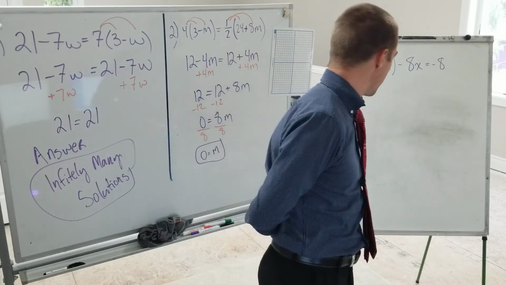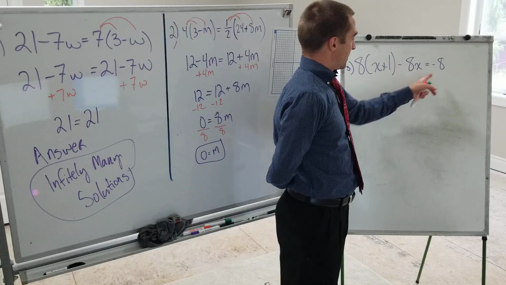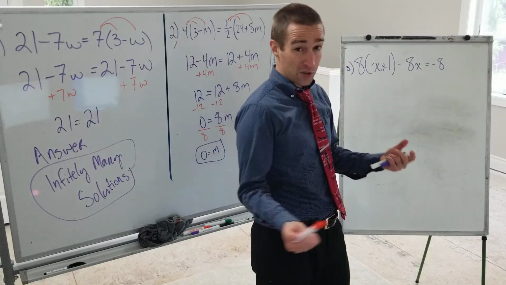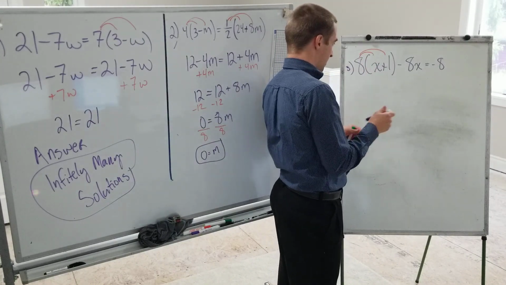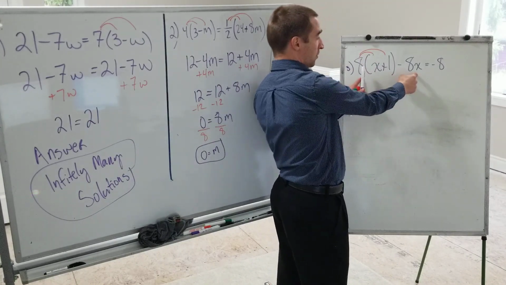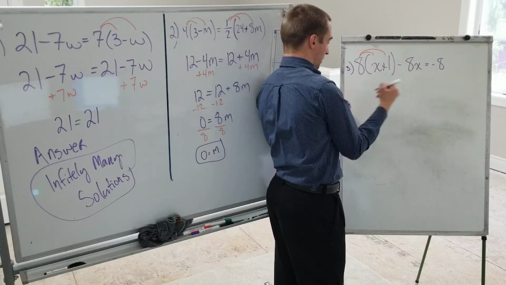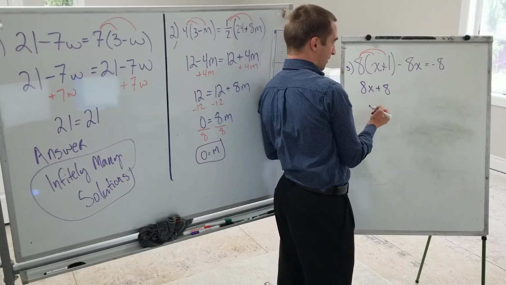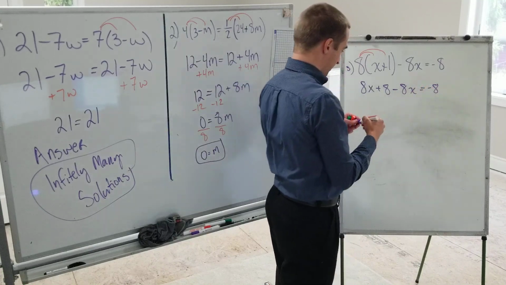All right, let's jump to the last one here. Here it's 8 times x plus 1 minus 8x equals negative 8. This side is not simplified, so we're just going to simplify it. We're going to distribute the 8. So we get 8x. Notice we don't multiply the 8 over here because the parentheses stop after the 1. So here I have 8x plus 8 minus 8x equals negative 8.